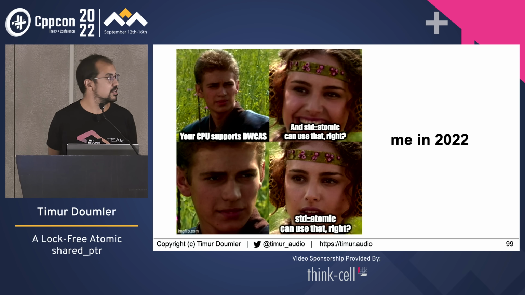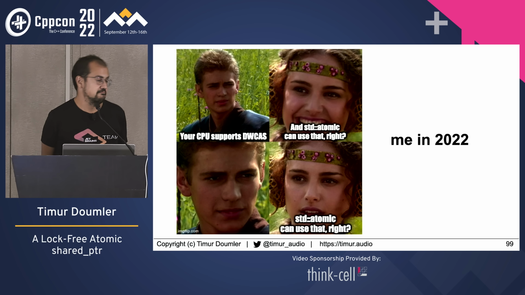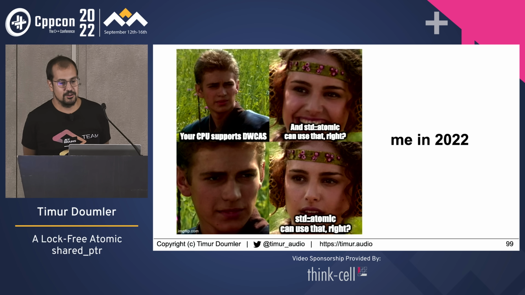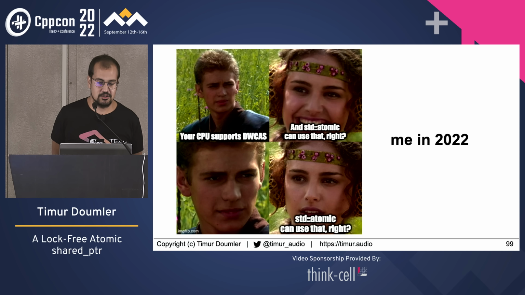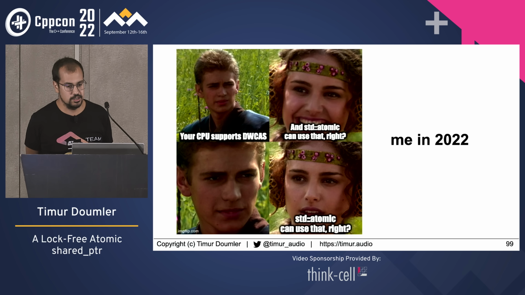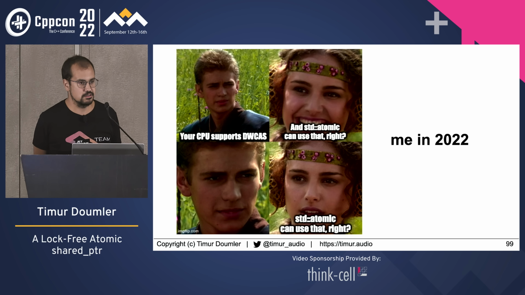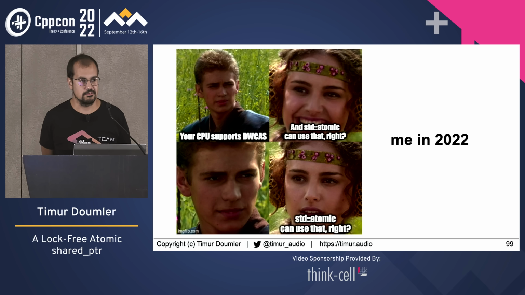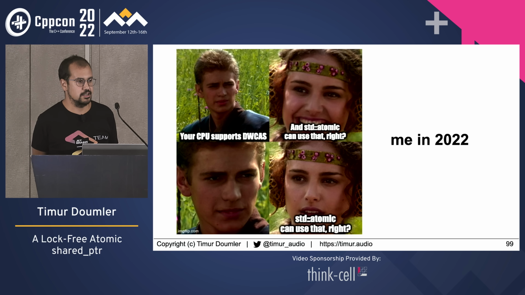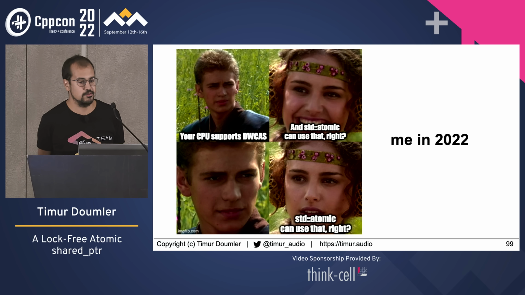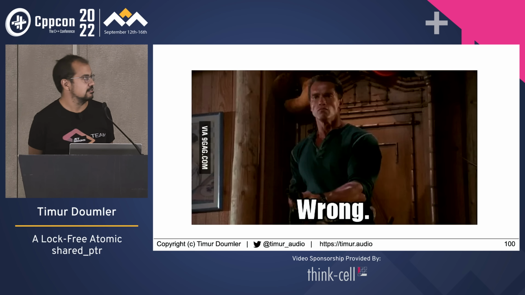So this was me earlier this year. Our CPU supports it, and surely if we instantiate a std::atomic which is double width, surely that's going to work, and your compiler is going to emit that instruction, right? Because it's there, right? So the compiler is going to emit that instruction, right? Wrong.